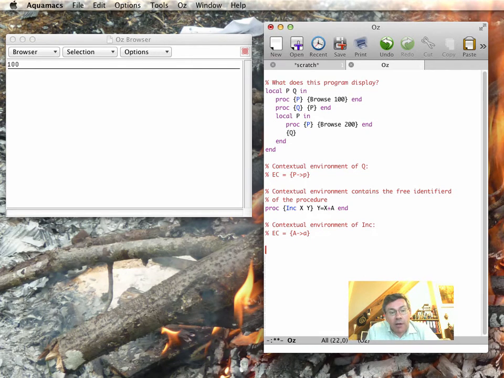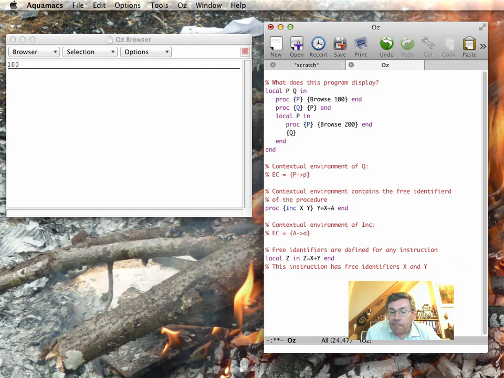Okay, now let me explain a little bit more. So contextual environments are related to procedures, but free identifiers are defined for any instruction. So here's another instruction, local z in z is equal to x plus y. Okay, so this one has three identifiers, z, x, and y. The z here inside is actually defined inside the instruction, so it's not free, but x and y are used inside the instruction but defined outside. So this instruction has free identifiers x and y.